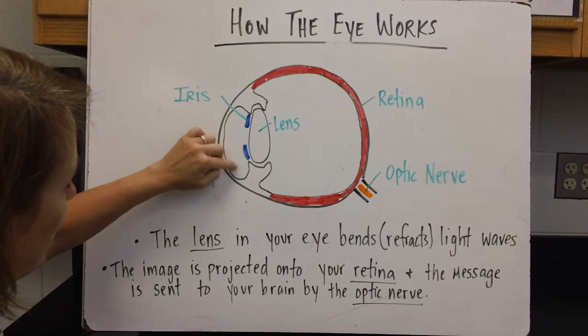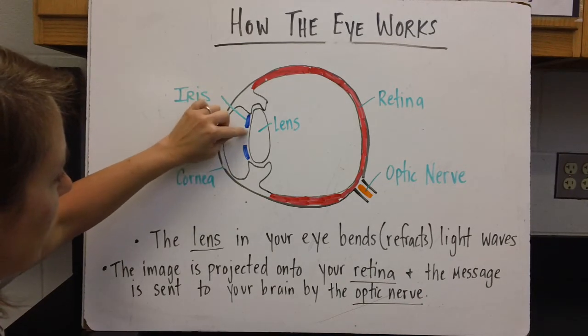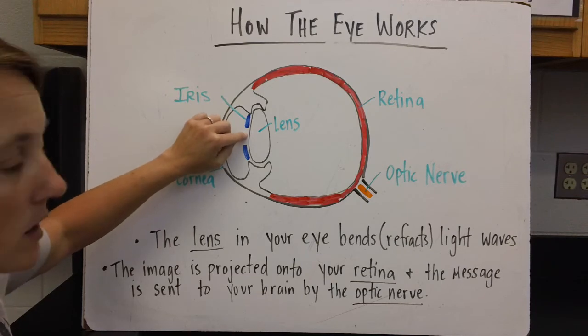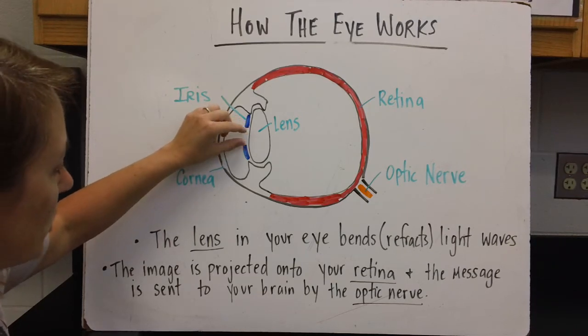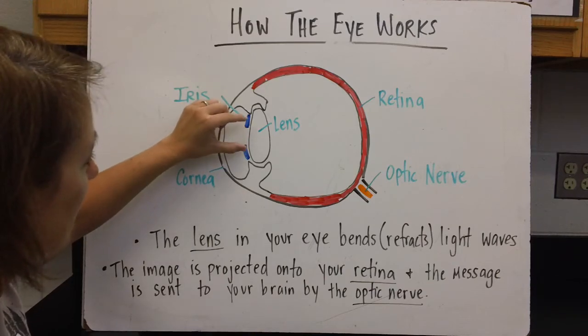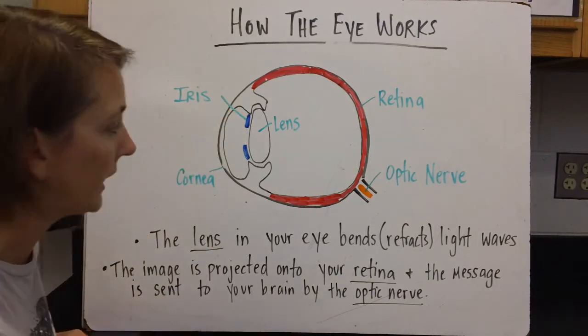Okay, you have this liquid sac in the front, and this little opening between the two blue is the pupil. If a lot of light is coming into your eye, this space will actually shrink so your eyeballs don't burn. All right, if it's really dark, this space will get bigger so more light can come through to see.